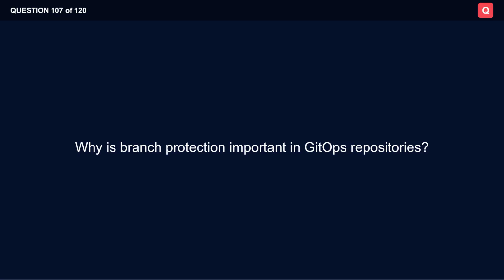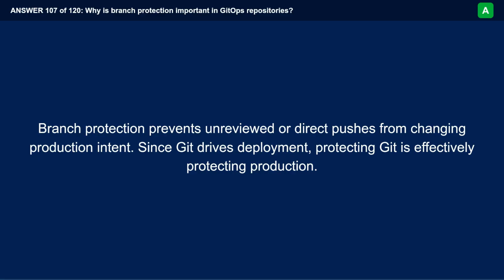Why is branch protection important in GitOps repositories? Branch protection prevents unreviewed or direct pushes from changing production intent. Since Git drives deployment, protecting Git is effectively protecting production.